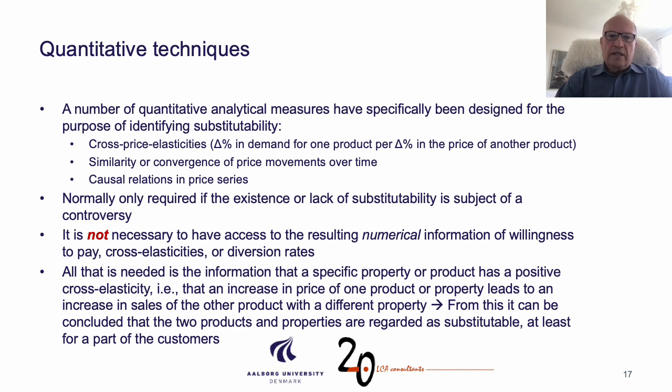What you really need is just the information that a specific property or a specific product has a positive cross elasticity. That is, that there is a change in the price of one product or property that leads to a change in the sales of another product with a different property. From this, it can be concluded that the two products and properties are regarded as substitutable, from the perspective of the consumer.